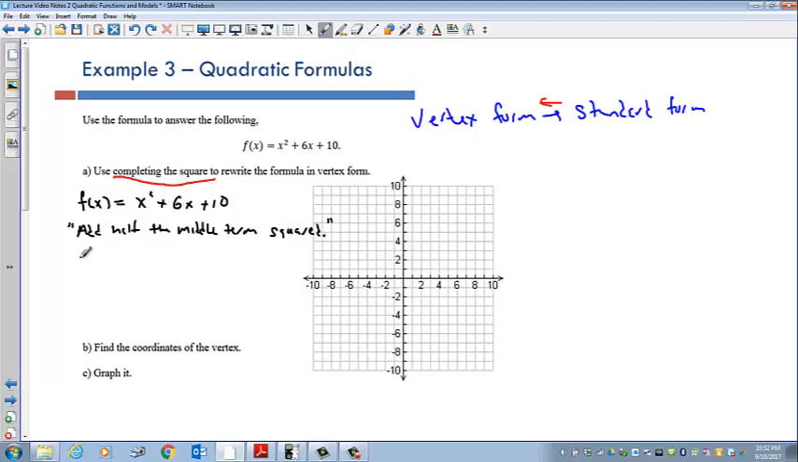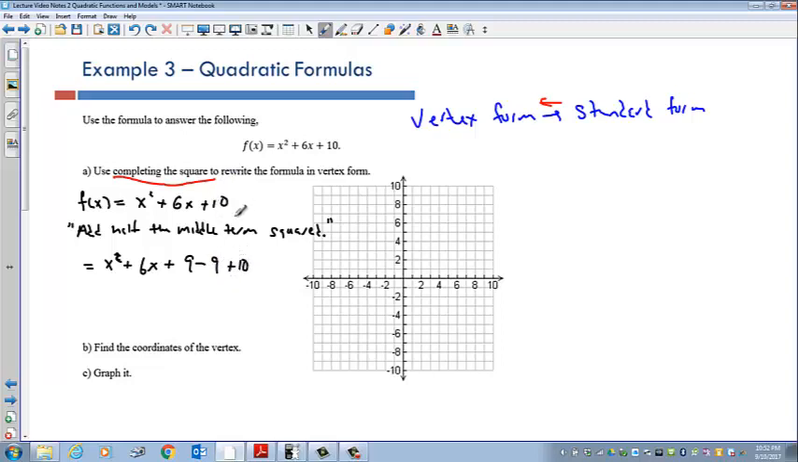If you look at this one, we have x squared, and then plus 6x. And so 6 is the middle term. You can take half of it and square it. So half of 6 is 3, squared is 9. And remember, take it off right next to it. So plus 9 minus 9. And then you still have this plus 10 on the end.